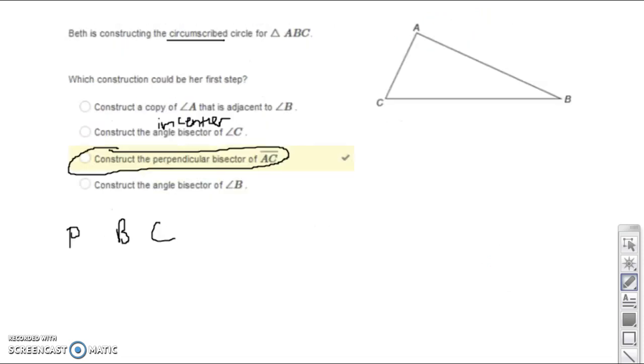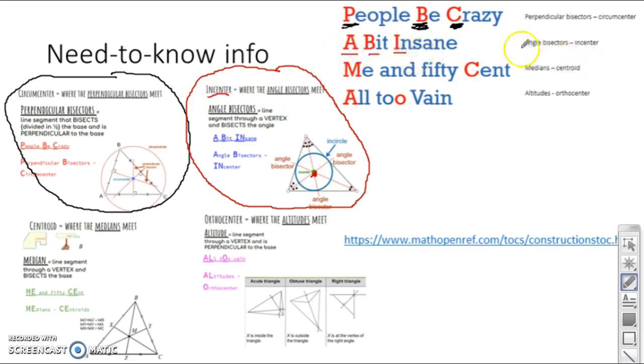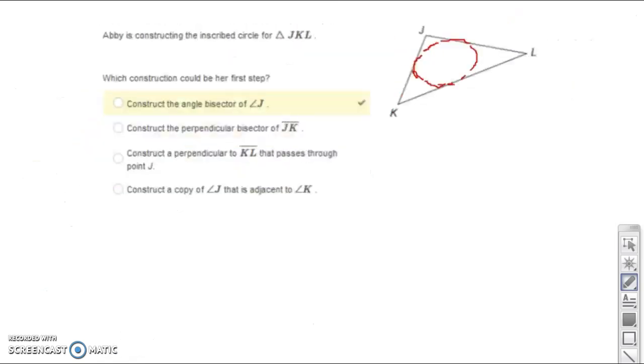If you think back all the way to your rap, if we're creating that inscribed circle, we need the incenter. That's the point that we need. And that comes from this line of the rap: a bit insane, the angle bisectors create the incenter. So if I want to create the inscribed circle, I need to create some angle bisectors to figure out that incenter.